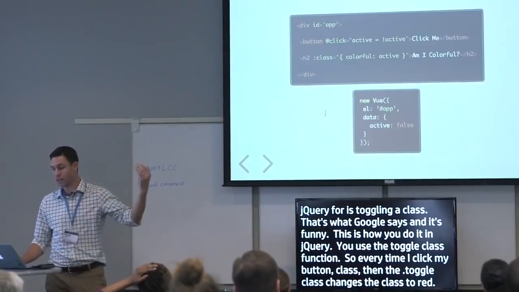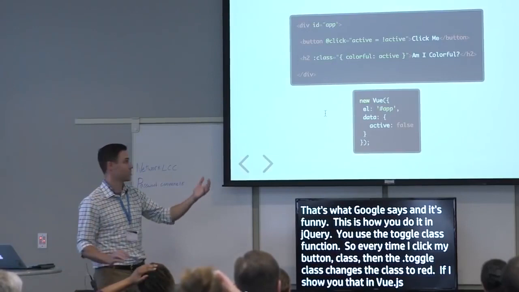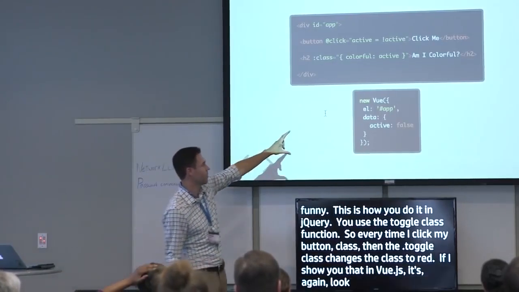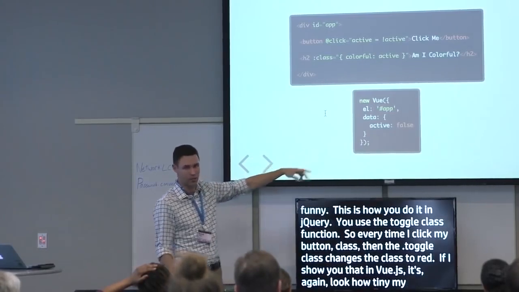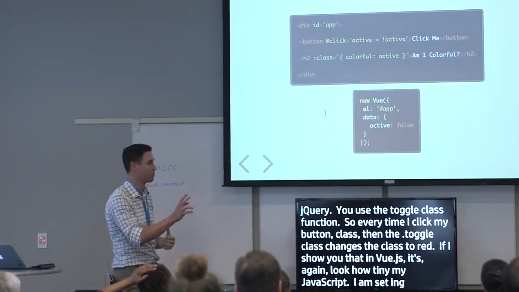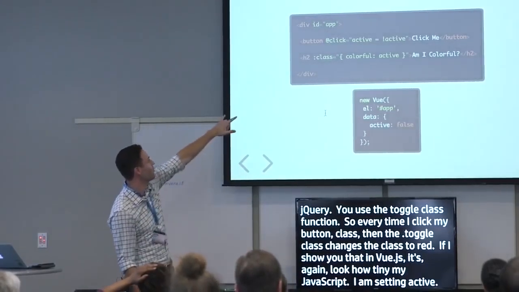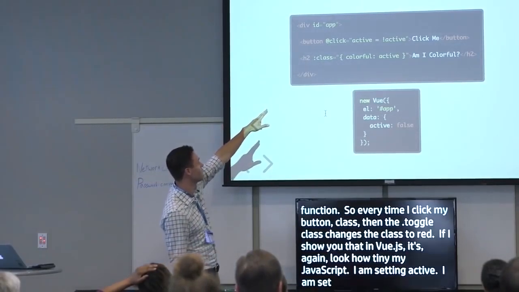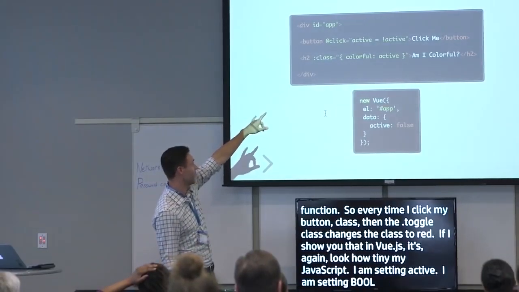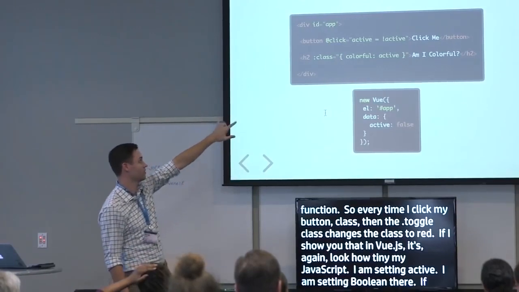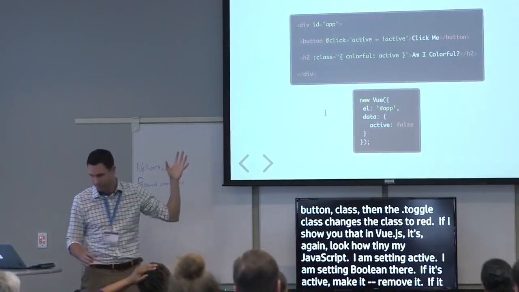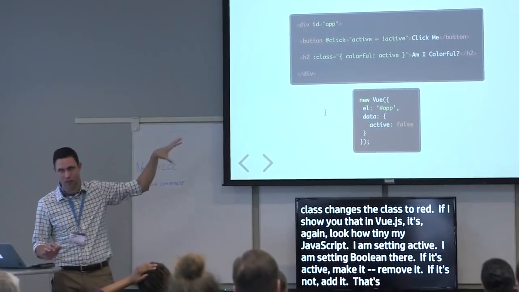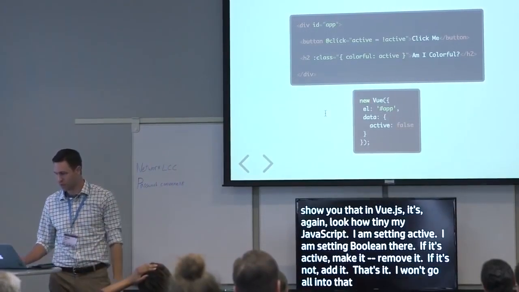If I show you that in Vue, again, look how tiny my JavaScript is. All I'm doing is setting active. Active is a Boolean there. Teaching my niece about Booleans, true and false, earlier. I've got a special parameter in Vue there called @click. And I'm basically saying, if it's active, remove it. If it's not, add it. And that's it. So I won't go all into that, but that's roughly what it's doing.